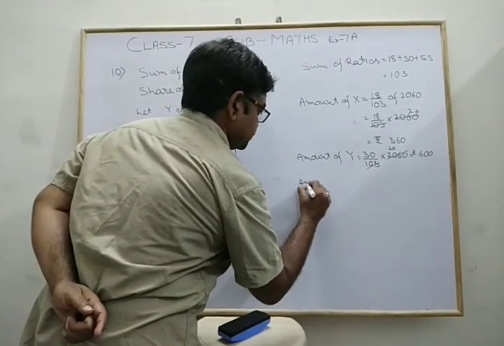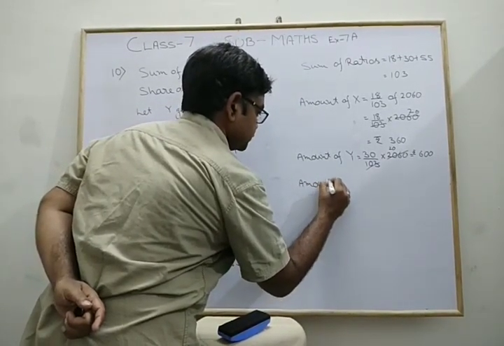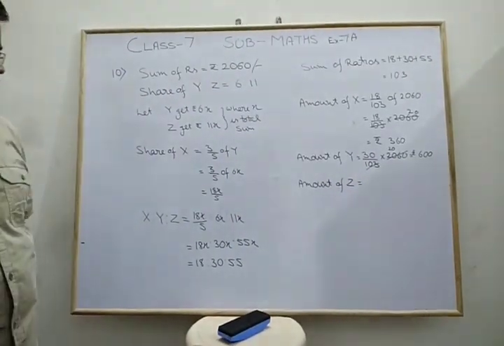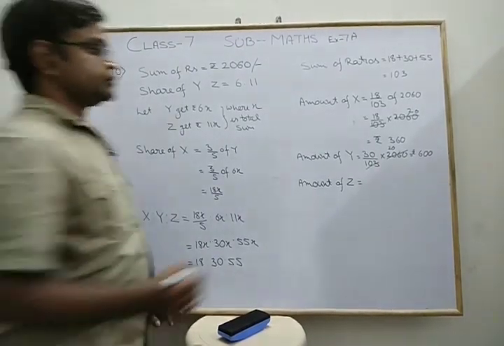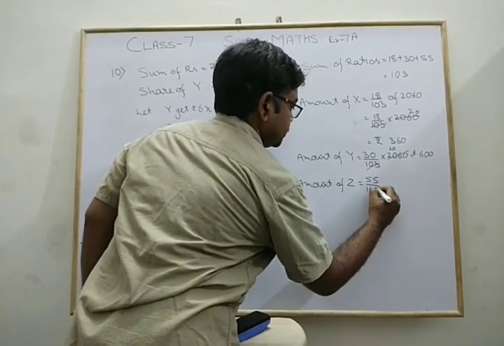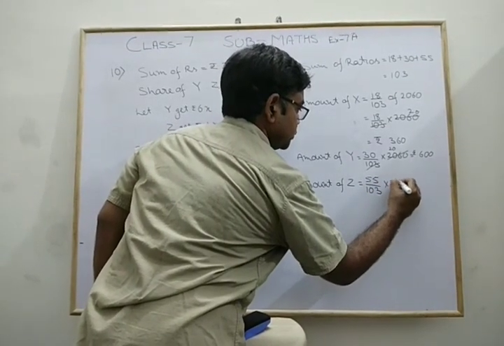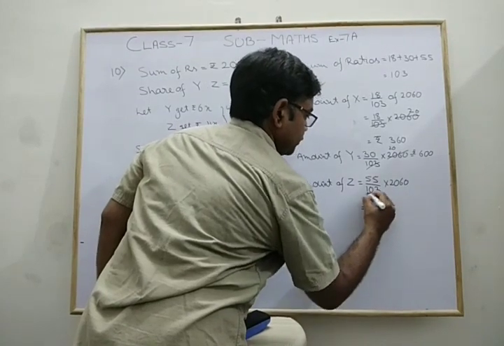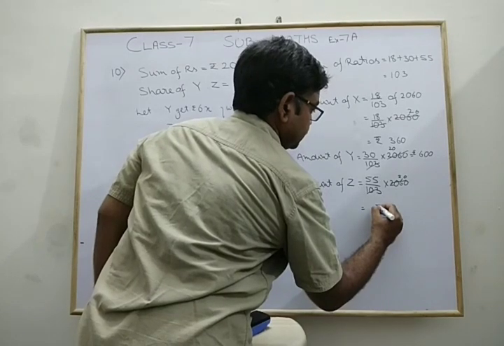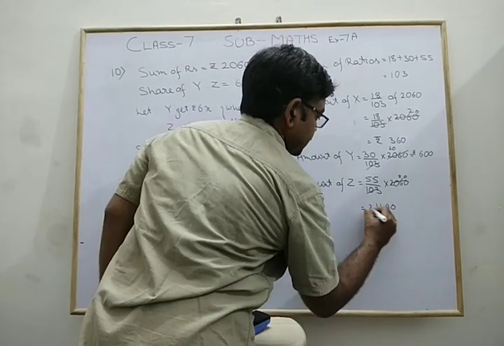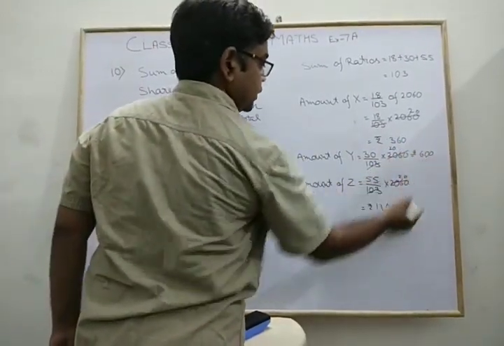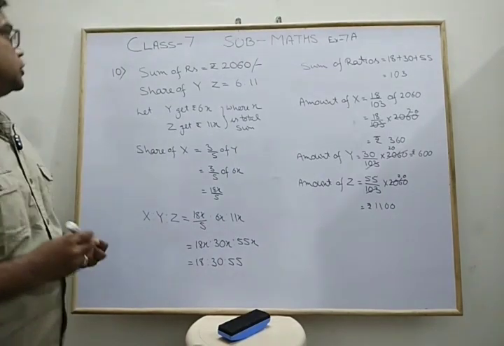Amount of z is 55 upon 103 into 2060. What do we have? We have 20. So 20 times 55 is 1100. Rupees 1100. Now these are the answers, this one and this one. This is the solution of question number 10.